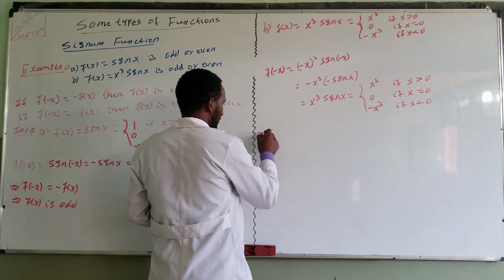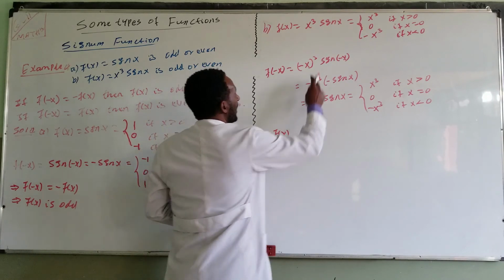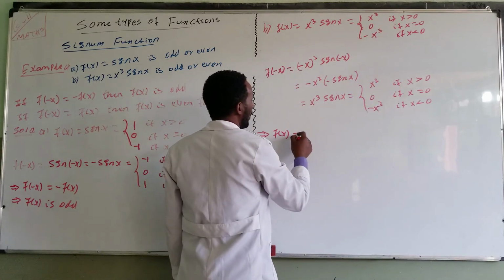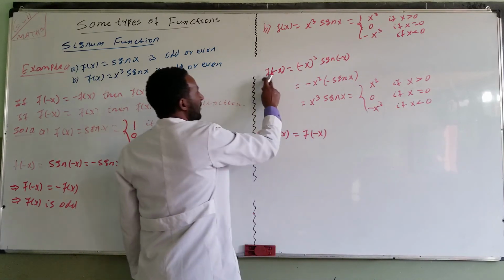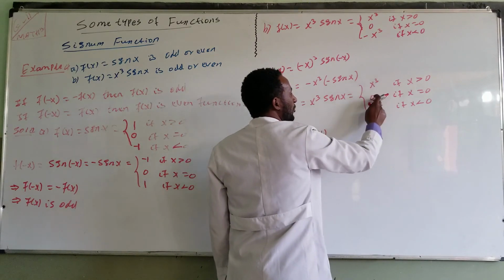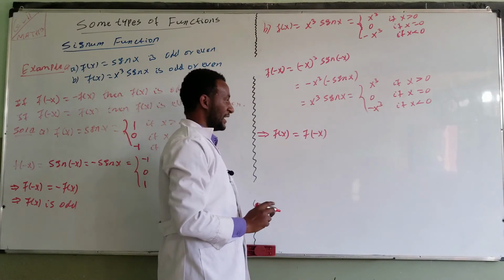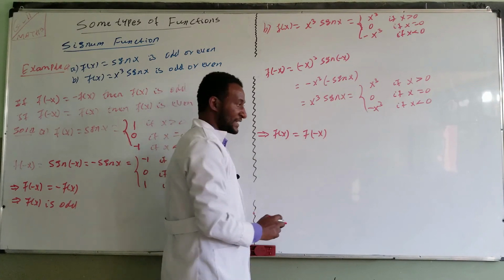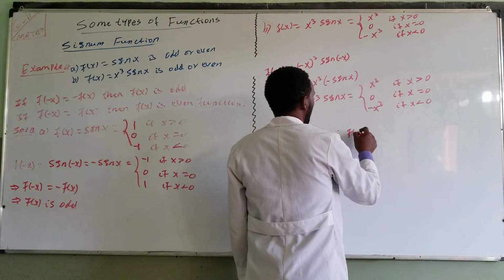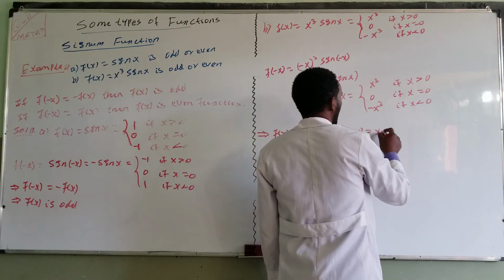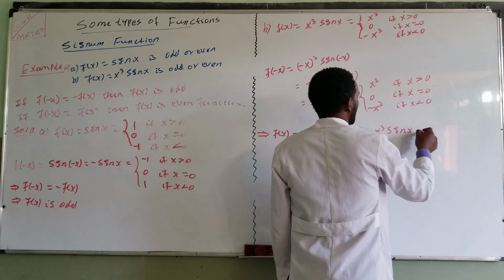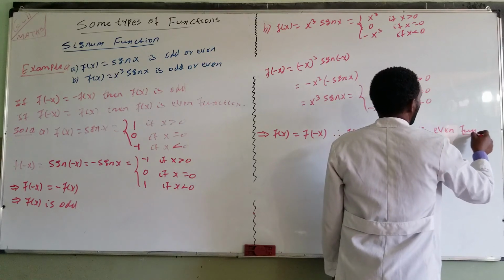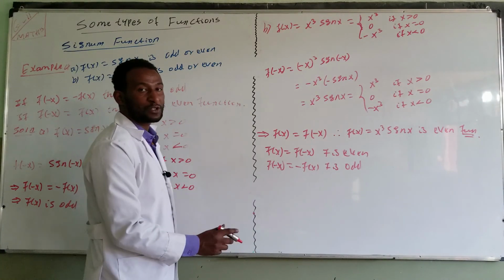This implies that f of x is equal to x cube, 0, and negative x cube, and f of negative x is also equal to x cube, 0, and negative x cube. Therefore f of x is equal to f of negative x. Therefore f of x equal to x cube signum x is an even function.